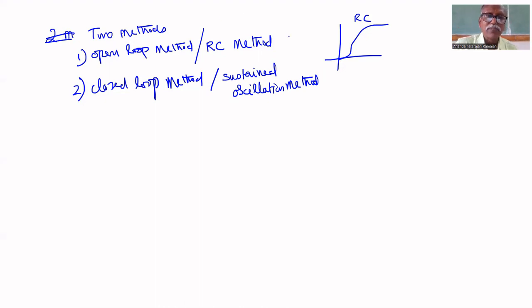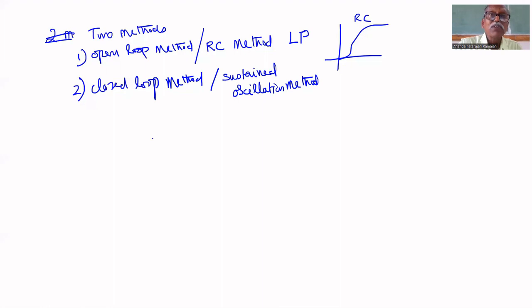This method is the reaction curve method. This is applicable for level process because level process is very slow. That's why we are applying the open loop method. For fast processes only, we can use the closed loop method. For slow processes, we cannot use it. Why, we will see now.